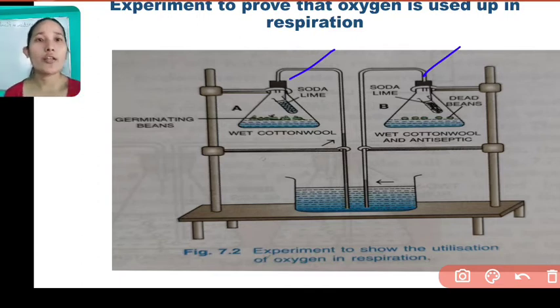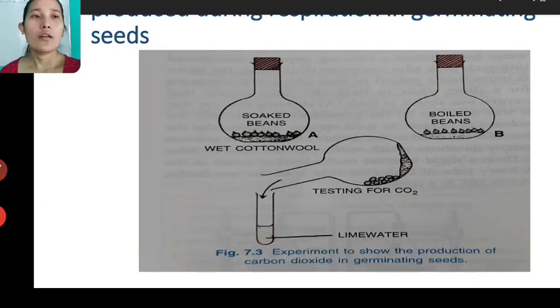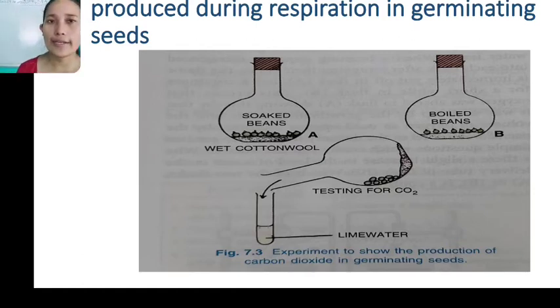Now you have one more experiment. Now another experiment is to prove that carbon dioxide is produced during respiration. Like I told you, during respiration carbon dioxide is one of the byproducts, right? So for that also, like I told you, in all the experiments you have a control and an experimental setup.